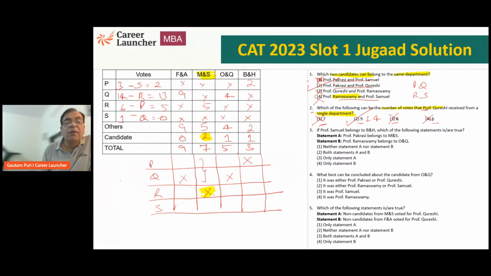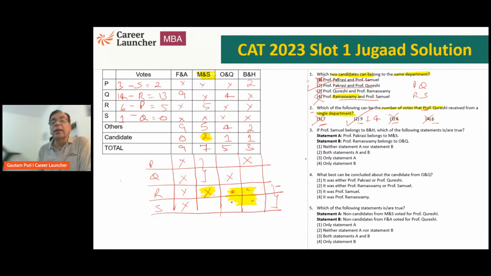So if P and Q are from the same department, what does that mean? RS will be from here. PQ are from the same department. FA, you don't have anyone in any case. No candidate from FA. 2 candidates from MS. And we know R cannot be that person, so straight away I can eliminate that. So PQ have to be from MS. And the remaining 2 people, one from OQ and the other from BH.